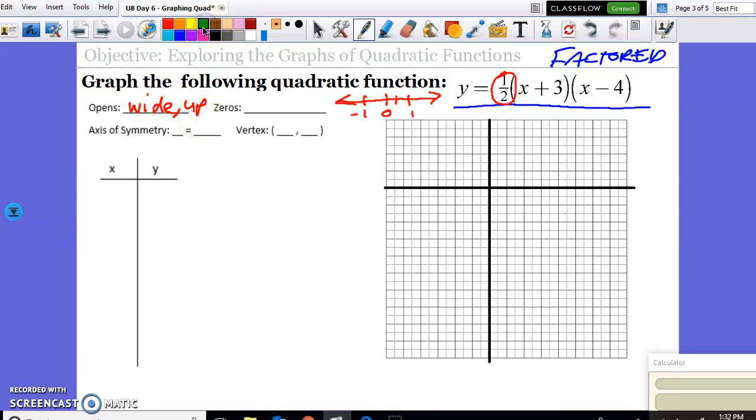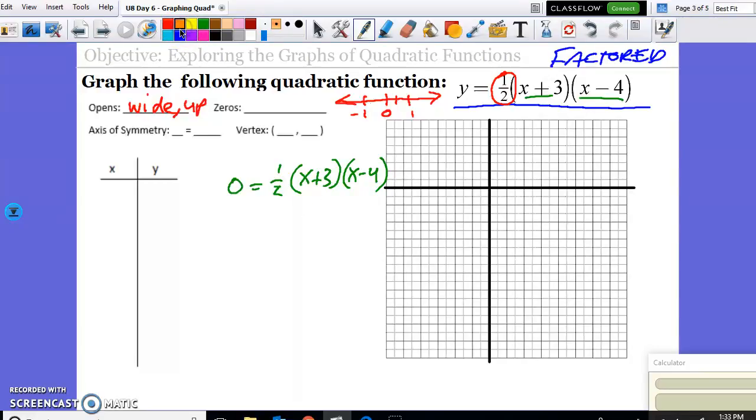Now the next step is to find the x-intercepts of the graph. And I do this by setting the equation, which is y, equal to 0, to find the x-intercepts. You should remember that from when we were finding the x-intercepts of lines. In order to find the x-intercept, I set y equal to 0 and I solve for x.